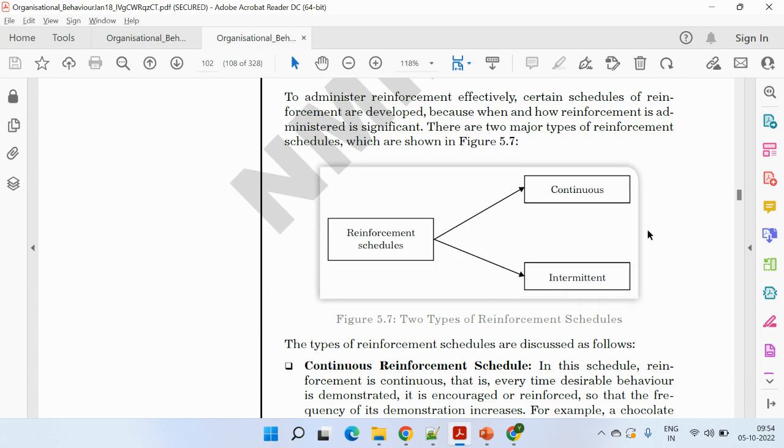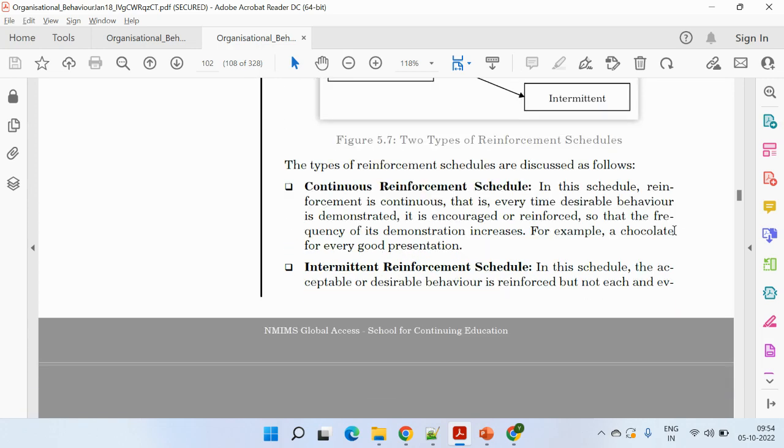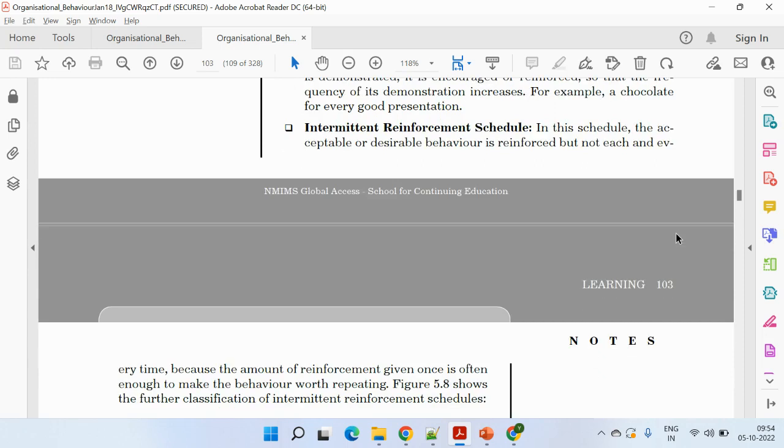Continuous means when you have some positive behavior again and again, you are just reinforcing, just rewarding him again and again. The second is intermittent, when the desirable behavior is reinforced, but not each and every time. It's simply the amount of reinforcement given once for good performance over the past 1 year or maybe 2 years. You can mostly see this in companies, when the yearly appraisal comes, and if you outperform, they give you a hike of maybe 15%, irrespective of the company policies. So it's a one-time benefit.